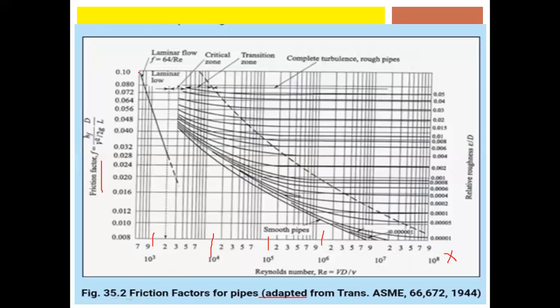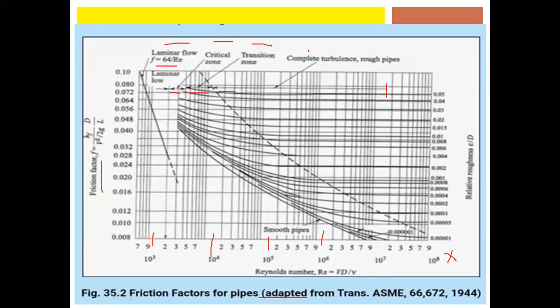From the corner point, up to some extent, make it the laminar flow, f is equal to 64 by Re. From here to here is the critical zone. Make an arrow from here to here. So it is a critical zone, a transition zone, and a complete turbulence roughness zone. So keep these points in your mind.